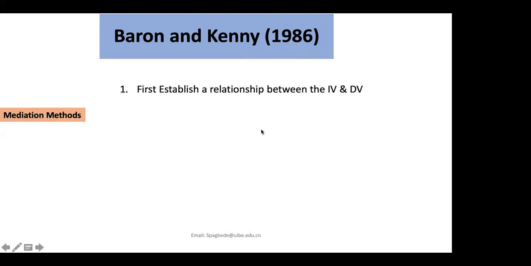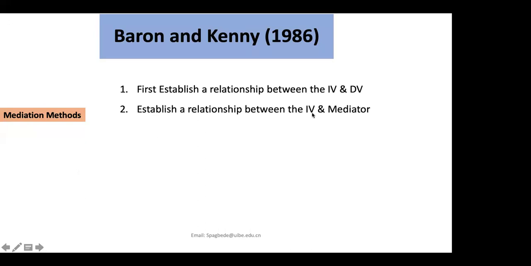And it says that for us to check if there's a mediating effect in our model, we first of all need to establish a relationship between the independent variable and the dependent variable. And I think this is intuitive, because if the independent variable and the dependent variable don't have any relationship, then we wouldn't expect anything to contribute to that relationship. So that's intuitive.